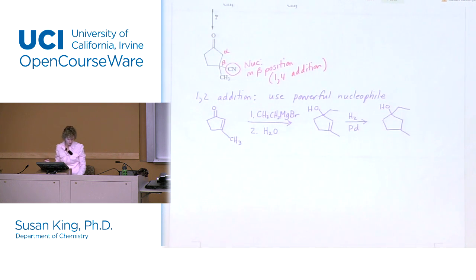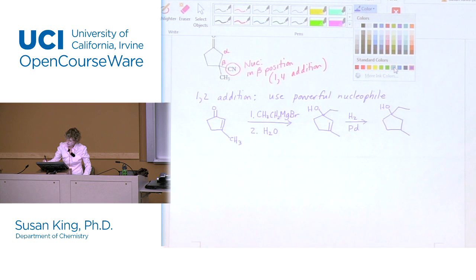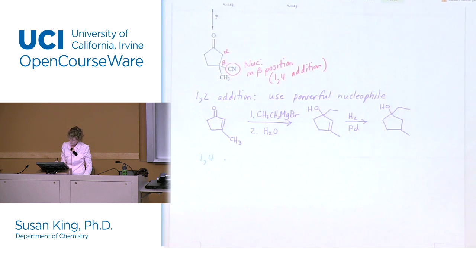The other one is the 1,4 addition. So for the 1,4 addition, we use a weaker nucleophile or a cuprate. Step 1, cyanide. Step 2, H3O plus.